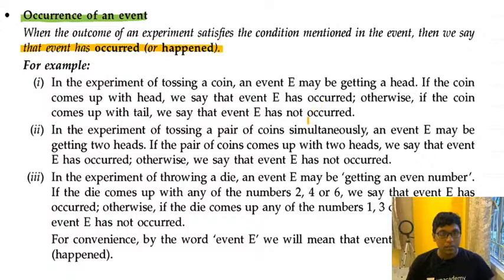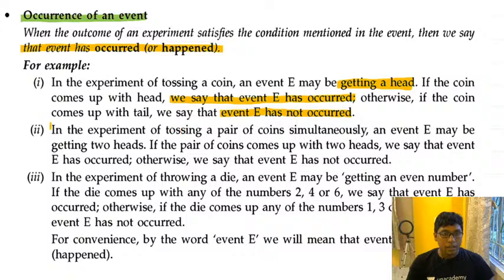For example, in an experiment of tossing a coin, the event E may be getting a head. So we are considering getting a head as an event. Now, if the coin comes up with a head, we say that event E has occurred. Otherwise, if the coin comes up with a tail, then we say event E didn't happen or has not occurred.